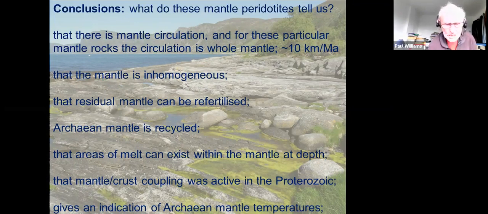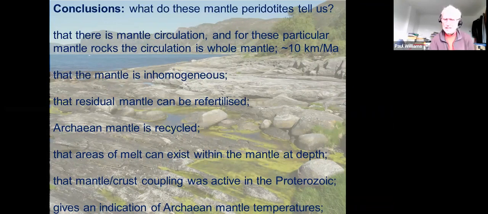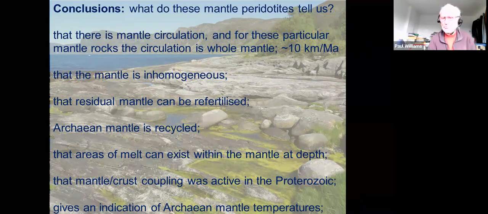Another thing that we can identify from this study is that way back, in the Proterozoic at least, what was happening to the crust was also happening to the mantle as well. And so the coupling between the mantle and the crust was much more active than it is today. Today, the upper part of the mantle exists separate to the crust. But back in the Proterozoic, at least, we know from these studies that it wasn't like that. And finally, it gives us an idea about the temperatures of the Archean mantle at depth. And again, to have actual handles on that quantity, to be able to quantify, is pretty important.